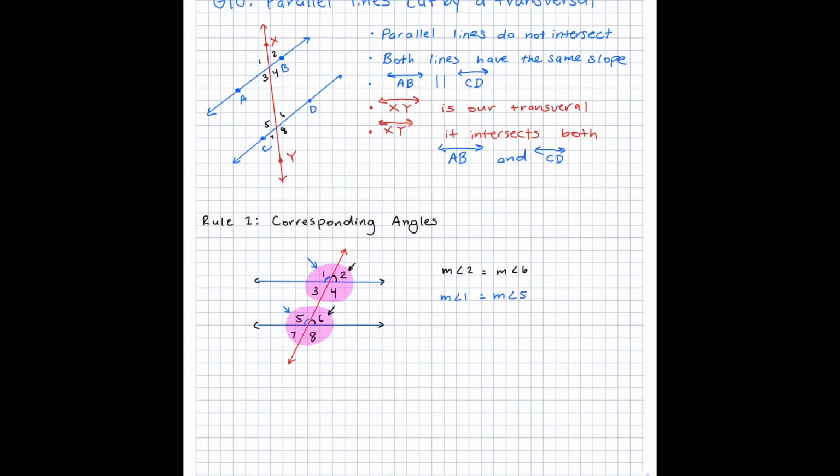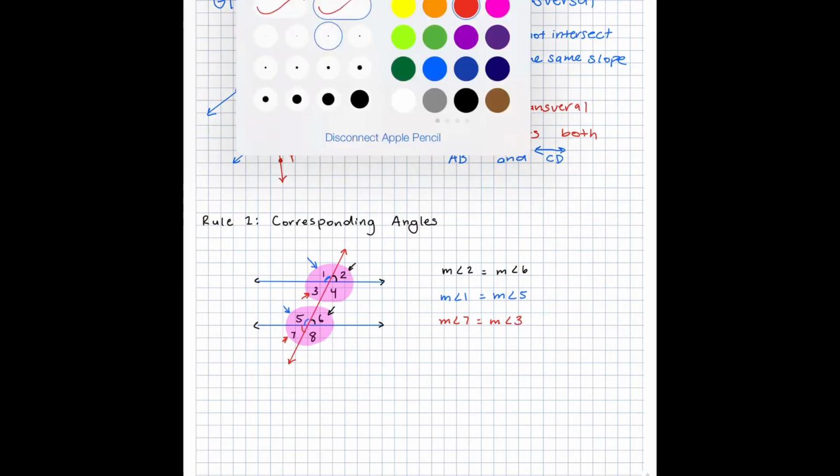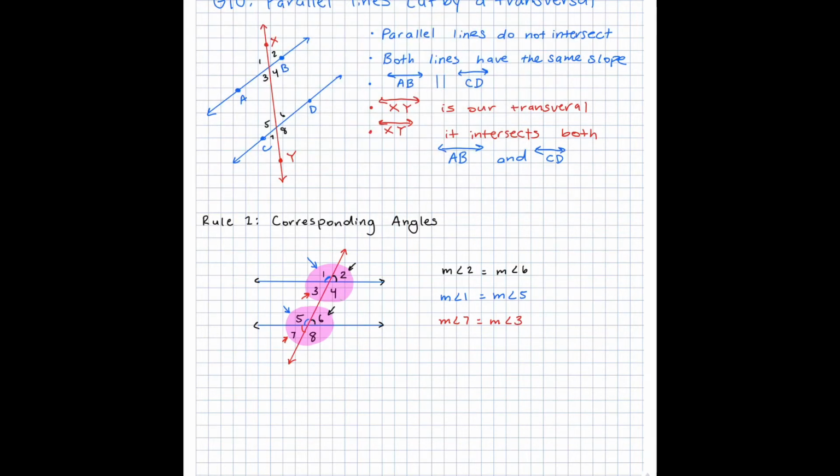Alright, so if I look at the bottom angle here, angle 7, that one's going to be congruent to angle 3. And lastly, if I look at angle 4, that's going to match up with angle 8.